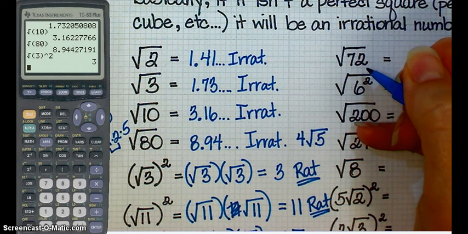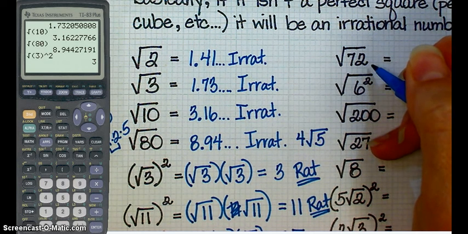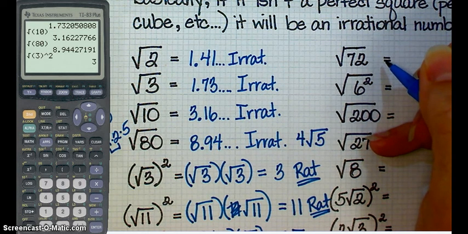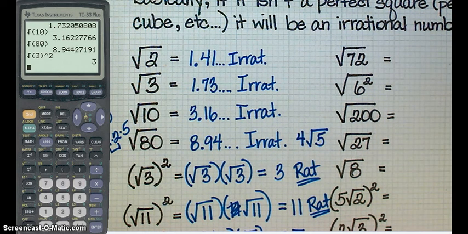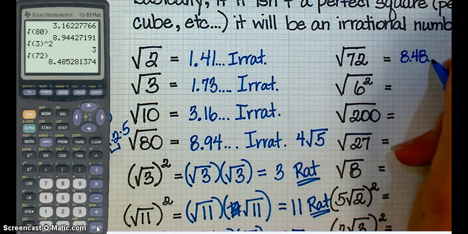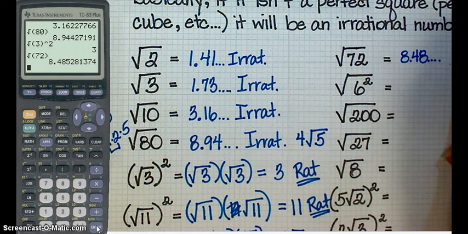I know that 8 squared is 64, and I know that 9 squared is 81. 72 sits somewhere between 8 squared and 9 squared. So I know it's not going to be a perfect square, so I already know that this is going to be an irrational number. I can do it on my calculator to get the decimal equivalent. 72, 8.485, blah, blah, blah. Keeps going.